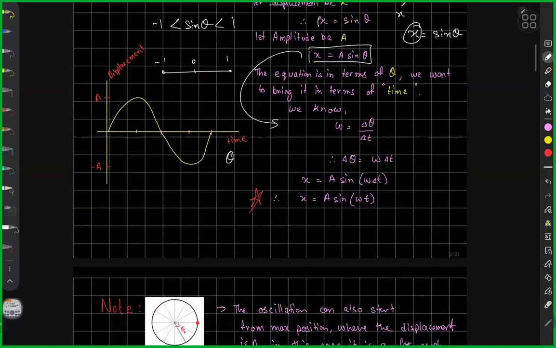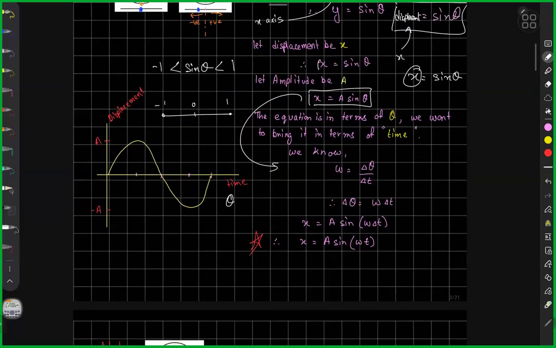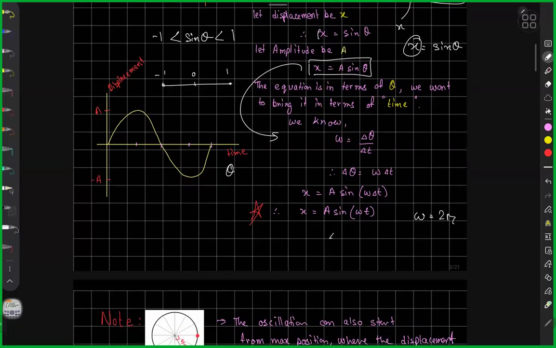So now notice this. Let's say my omega is 2 pi. I'm giving you an arbitrary value. So when 1 second has passed, how much theta will have passed? Any idea? Del theta is basically omega times del time.